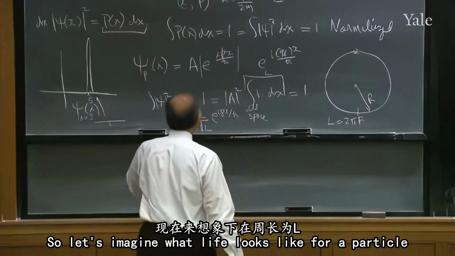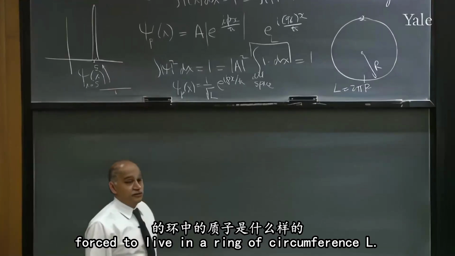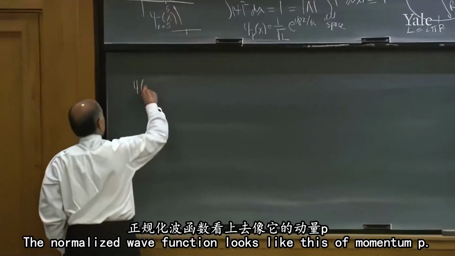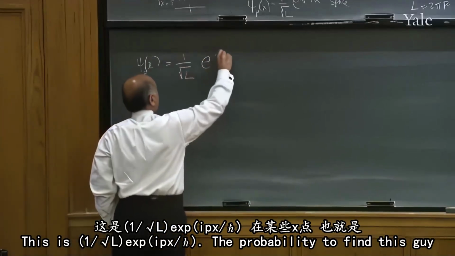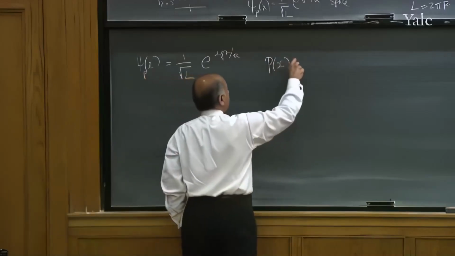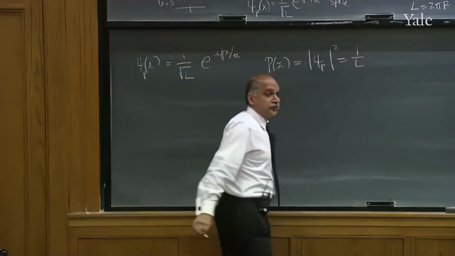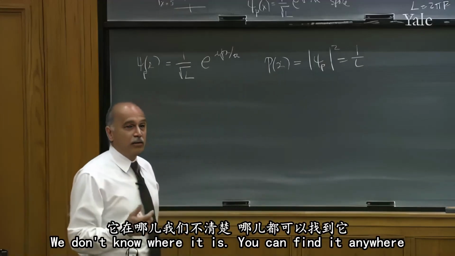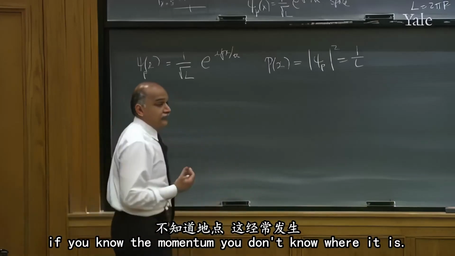So let's imagine what life looks like for a particle forced to live in a ring of circumference L. The normalized wave function of momentum p is 1 over square root of L times e to the ipx over h bar. The probability to find this particle at some point x, which is the absolute value of psi squared, is just 1 over L. That means the probability is constant over the entire ring. We don't know where it is. You can find it anywhere with equal probability. It's always true that if you know the momentum, you don't know where it is.